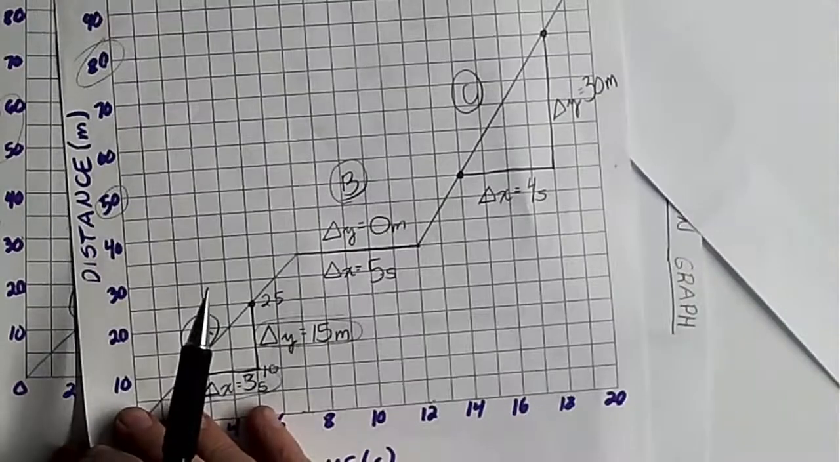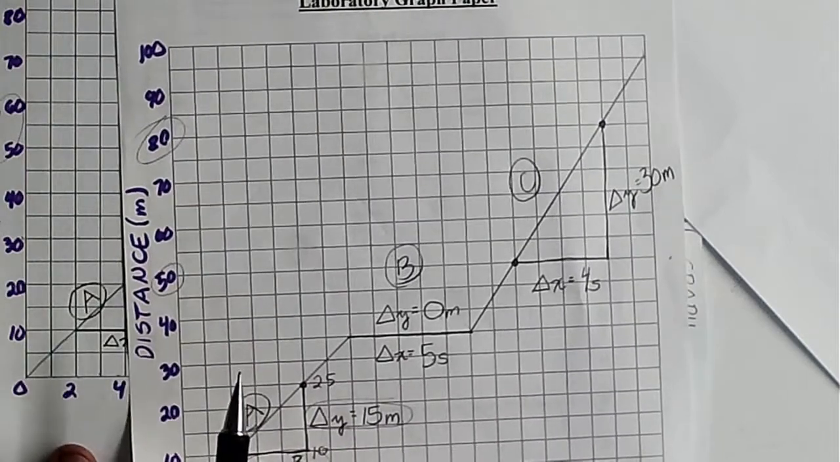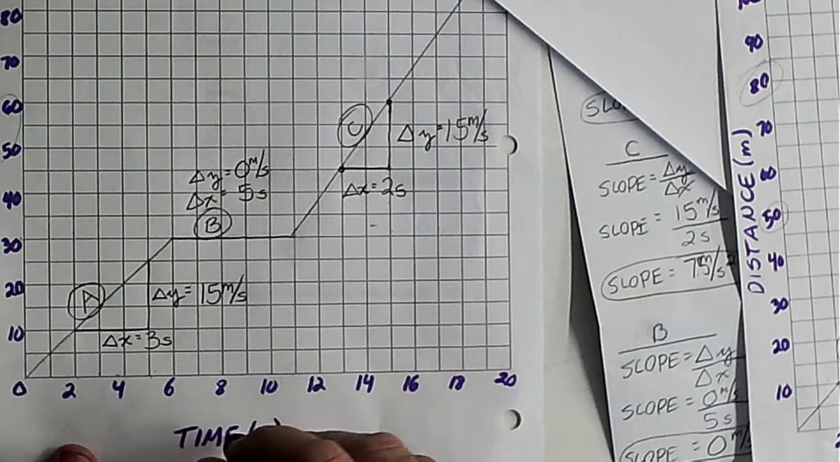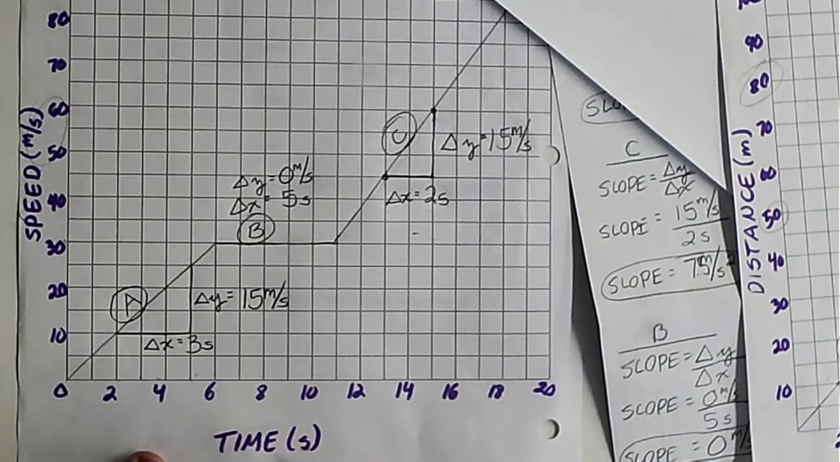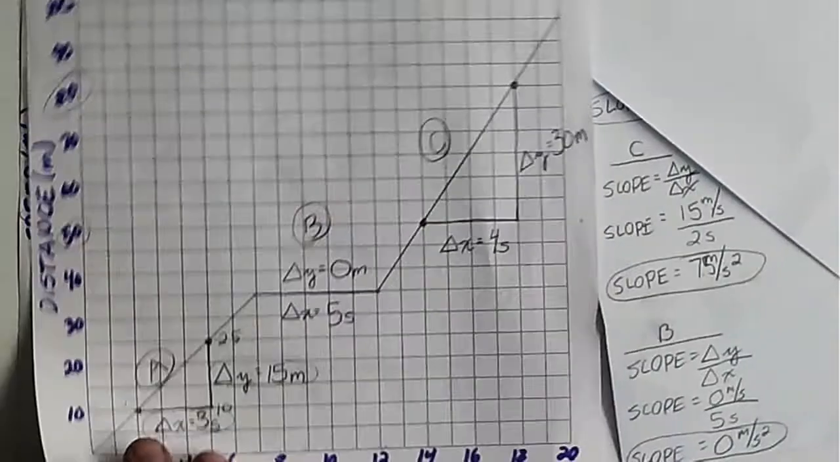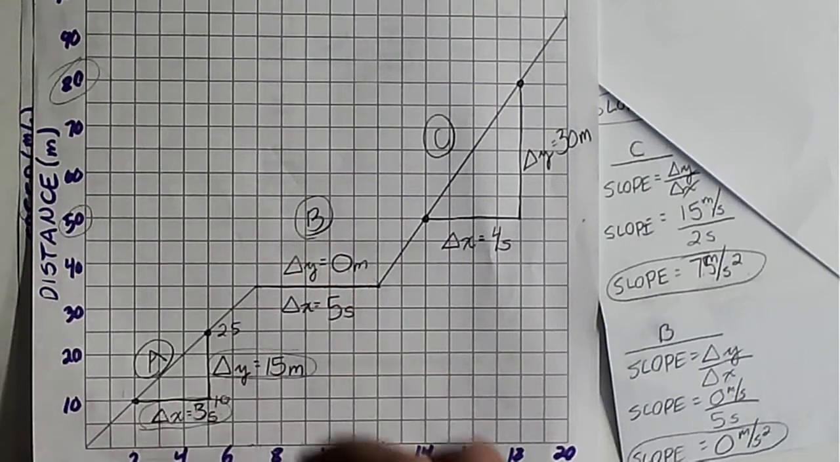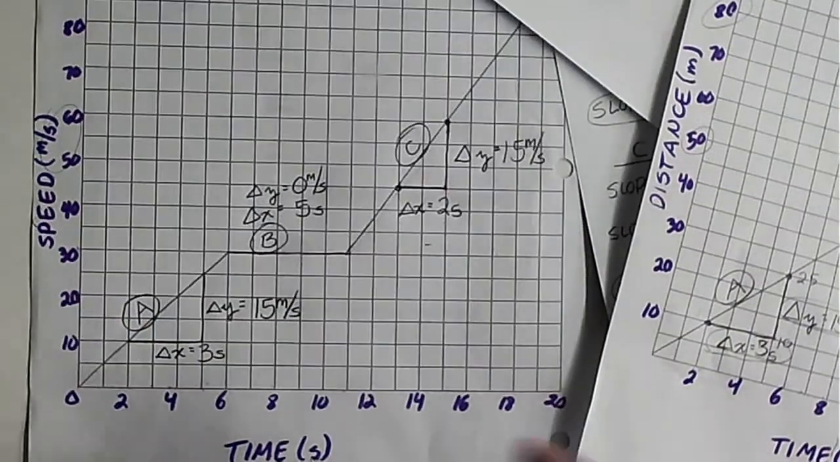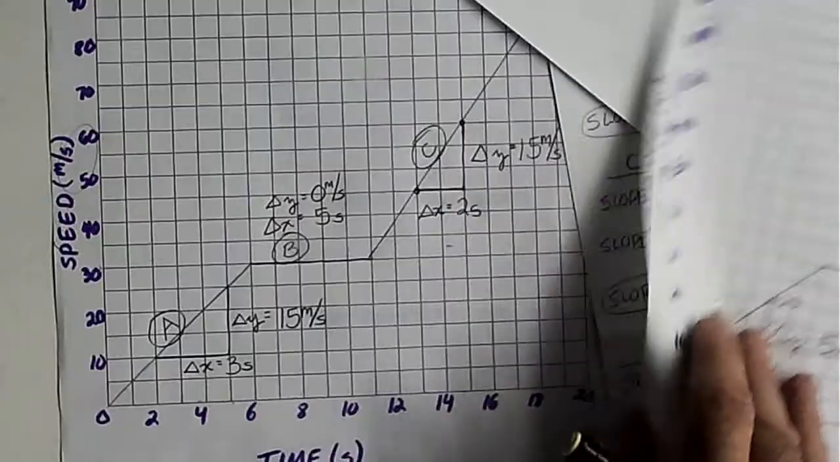So distance versus time, acceleration, speed versus time, okay? Let me make sure I said that right. Speed, yeah, distance versus time, acceleration, speed versus time. Now, this is where they're going to throw you a loop, okay?